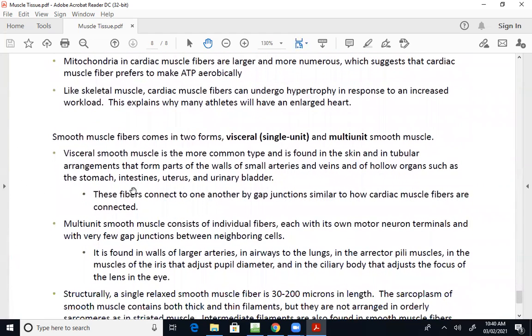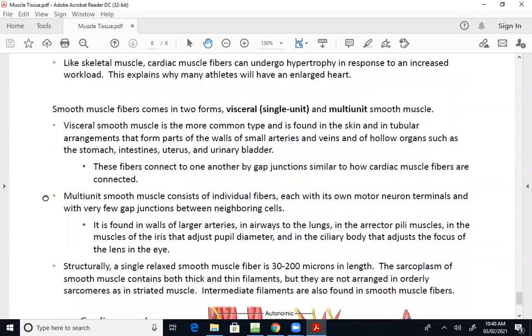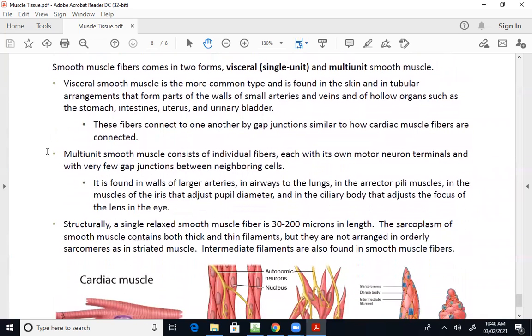Mitochondria in cardiac muscle fibers are larger and more numerous, suggesting that cardiac muscle fibers prefer to make ATP aerobically, which means that they use oxygen to make their ATP. And like skeletal muscle fibers, cardiac muscle fibers can undergo hypertrophy, which is where they increase in size due to increased workload, which explains why many athletes have enlarged hearts, especially endurance runners, cyclists, that kind of stuff. They call those athletes' hearts.